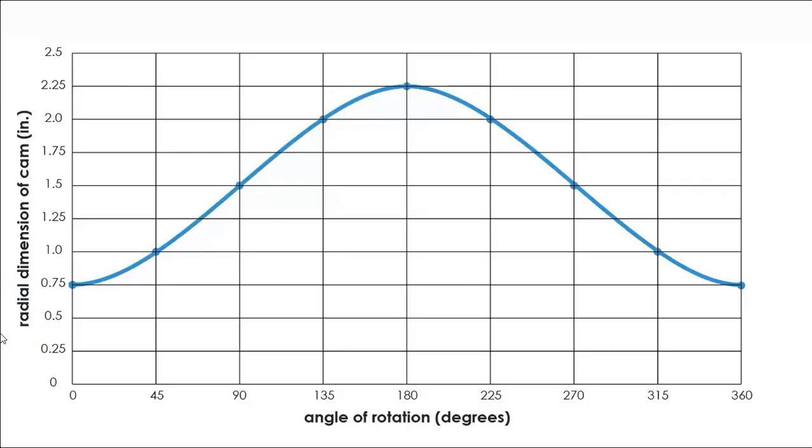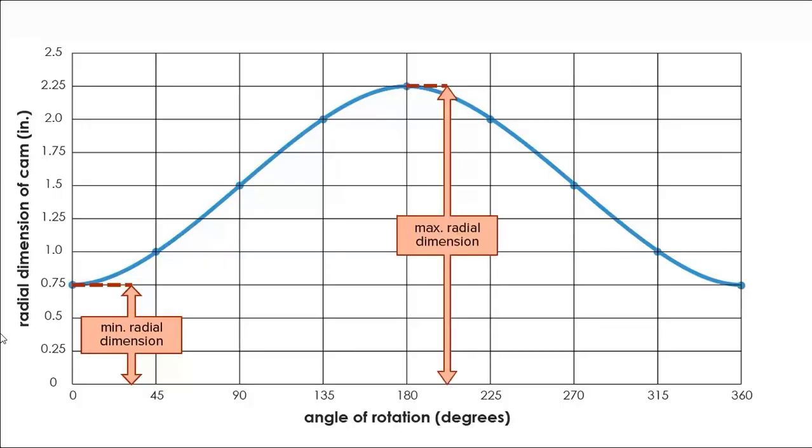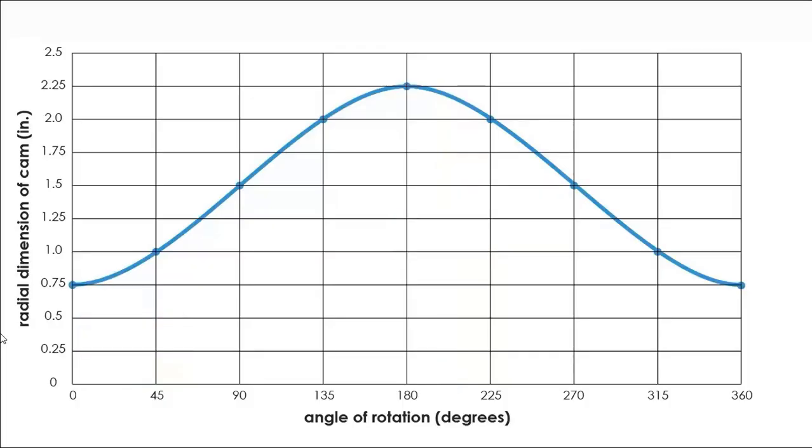Study the graph. What is the minimum radial dimension of the cam? The minimum radial dimension of the cam is 0.75 inches. What is the maximum radial dimension? The maximum radial dimension of the cam is 2.25 inches. What is the maximum displacement of the follower that will result if the cam is rotated about an axle? The maximum displacement will be 2.25 minus 0.75, or 1.5 inches.